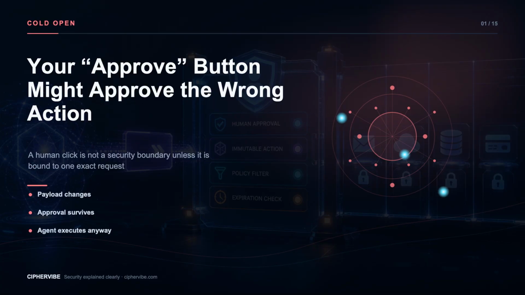Your AI agent pauses and asks for approval. That sounds safe. But what if the destination, payload, or permission changes after the click? A vague yes can become a reusable blank check. Today we will build an approval gate that authorizes one exact action and nothing else.